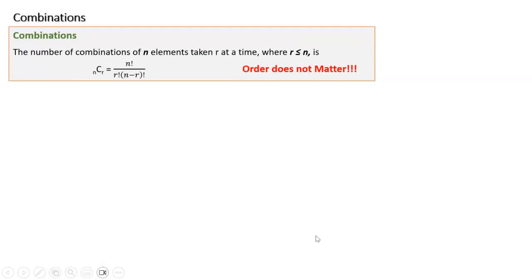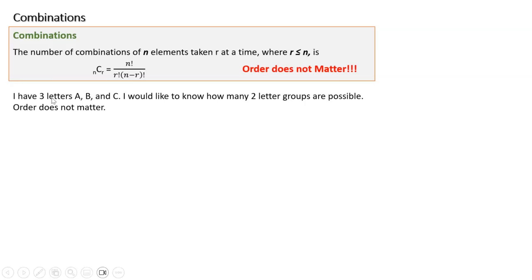Now comes the combination. The difference is that for permutation, the order matters, and for combination, the order does not matter. Let's go back to the same example with the 3 letters. This is the visual part. If the order does not matter, it can be AB, AC, or BC, because AB and BA are the same thing. Order does not matter, so the answer will be 3.